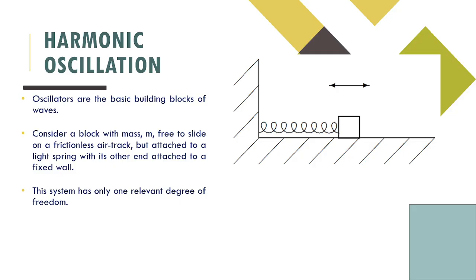Consider a block with mass m, just as shown here. This block has mass m, free to slide on a frictionless air track. This is the frictionless air track. But it is attached to a light spring with its other end attached to a fixed wall. So this is the block, and it is attached to a fixed wall with a light spring. What do we mean by light? That means we can skip the weight of the spring. Clear? Now what is happening here?